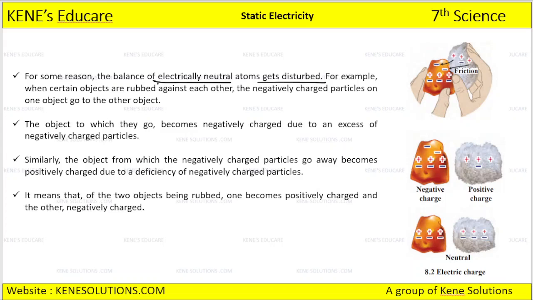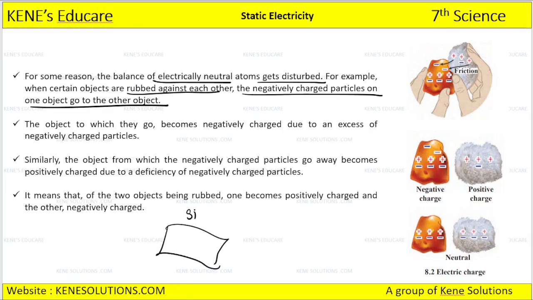For example, when certain objects are rubbed on each other, the negatively charged particles on one object go to another object. तो हमने जो example consider किया था, we had considered silk. Okay, this was a silk cloth and the glass rod. तो जब glass rod और silk consider किया था, whenever this glass rod was rubbed on the silk, at that time the negative charge on the glass rod was transferred to the silk.